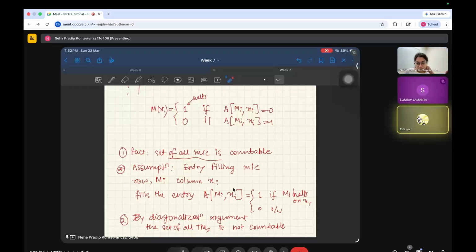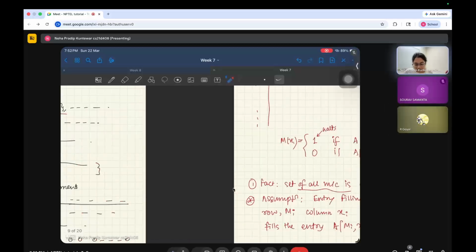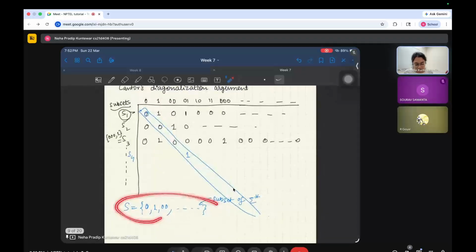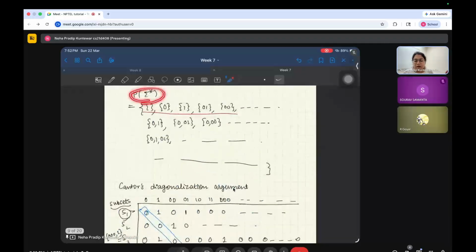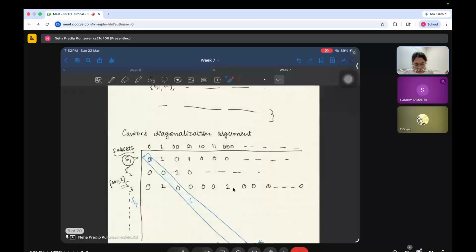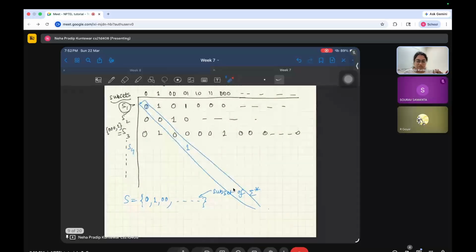That means, actually, reaching this contradiction is not clear. I mean, from where did we reach this contradiction? Yeah, it is exactly the same as, where did we reach the contradiction that the power set of sigma star is not countable? So where is the contradiction exactly happening?